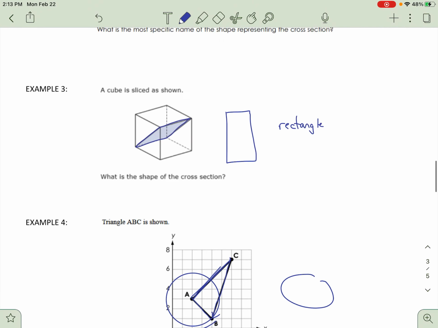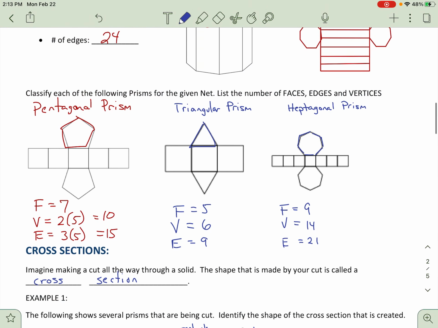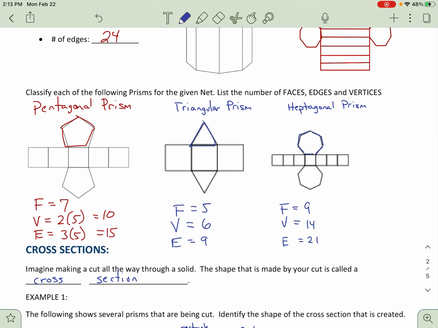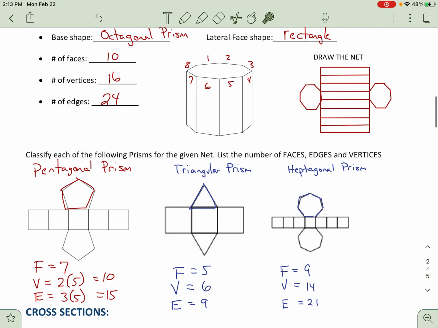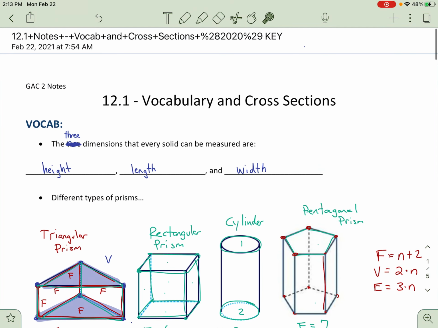All right, so that's it for today. We talked about cross sections, talked about nets, faces, vertices, and rectangles. And in preparation for tonight's quiz and homework that you have, go ahead and complete that. And then tomorrow in class, we'll continue our unit on volume. I'll see you guys then.